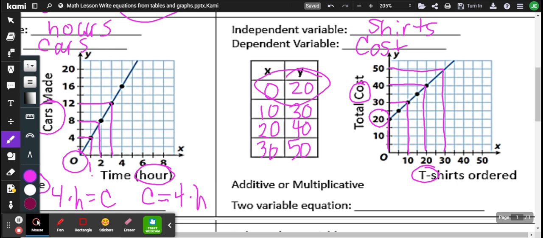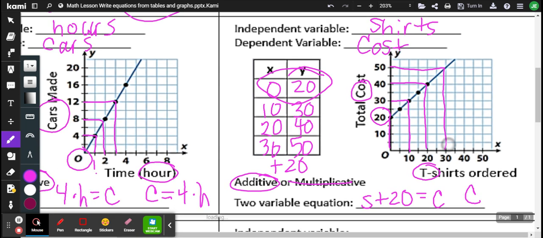X is 0, Y is 20, so something is being added to 0. And we look at the shirts plus $20 to place the order is going to give you the total cost. Linear equation format, cost is coming from the shirts plus $20.